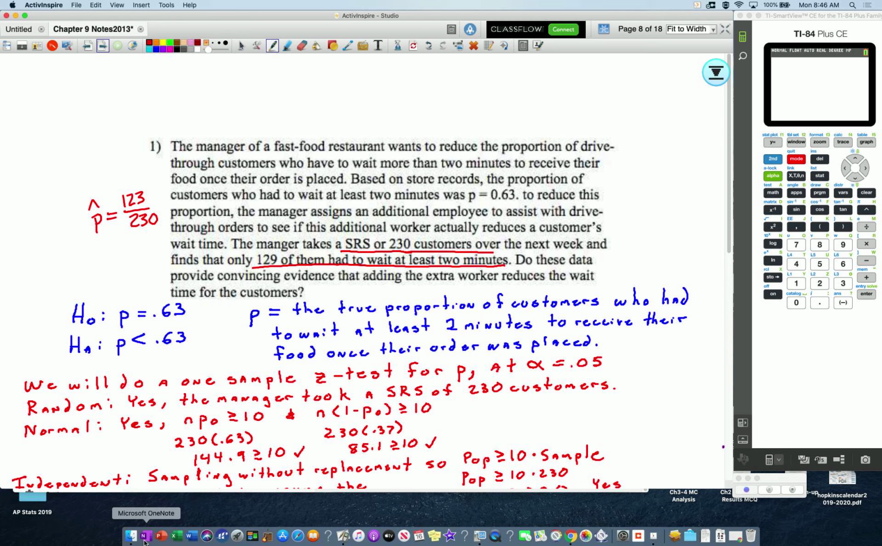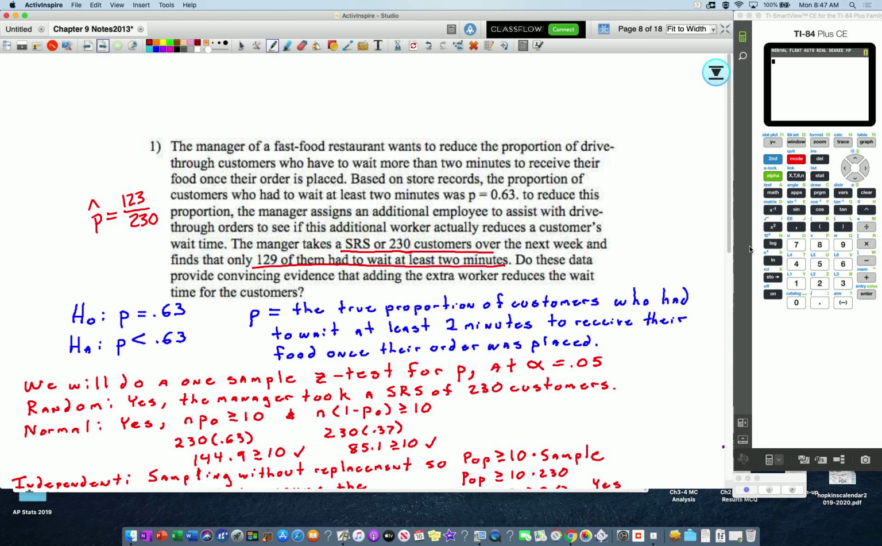Okay? So again, our null and alternative hypothesis, this was actually written for us before, but we would say our true proportion is 0.63. We believe our true proportion is getting reduced, or is less than 0.63. Again, p is the true proportion of customers who had to wait at least 2 minutes to receive their food once their order was placed. Okay? So that's the state in blue.